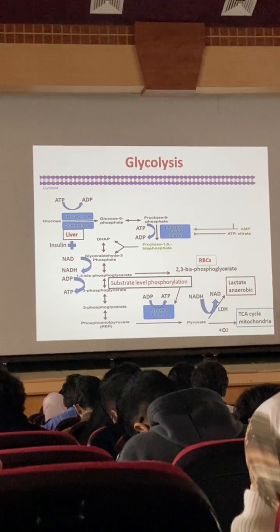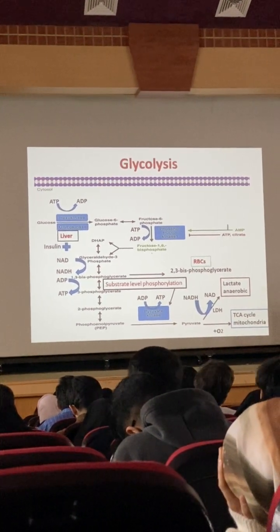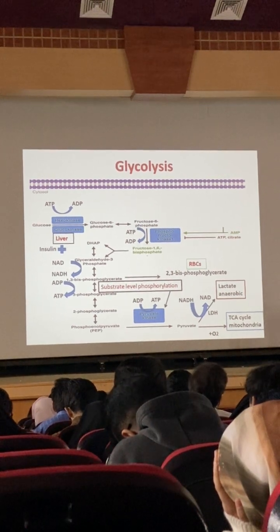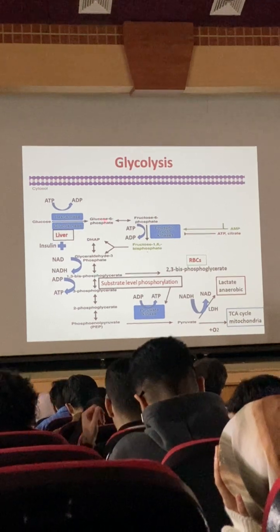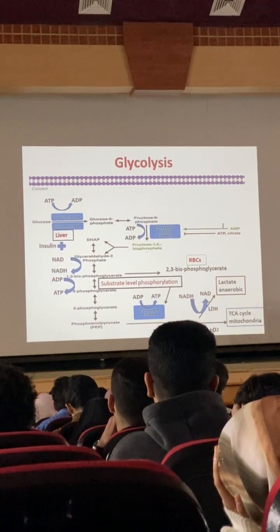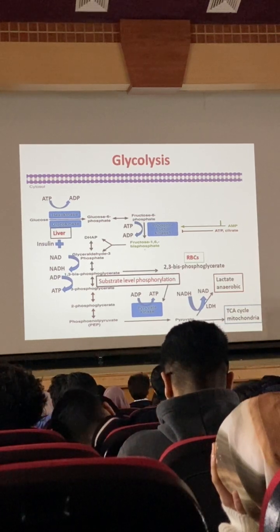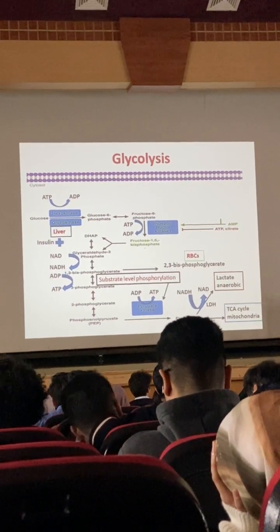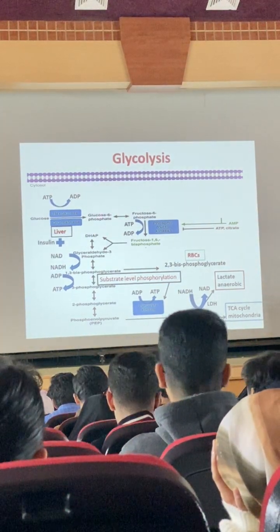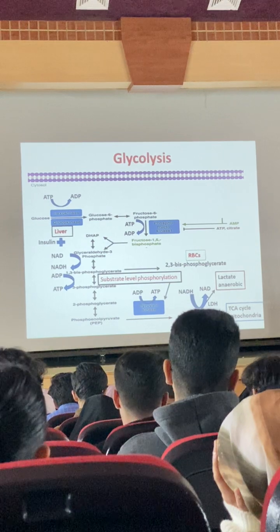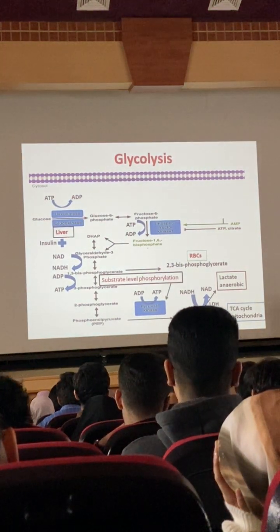When there is enough glucose 6-phosphate, it will inhibit hexokinase, so hexokinase shuts down a bit.